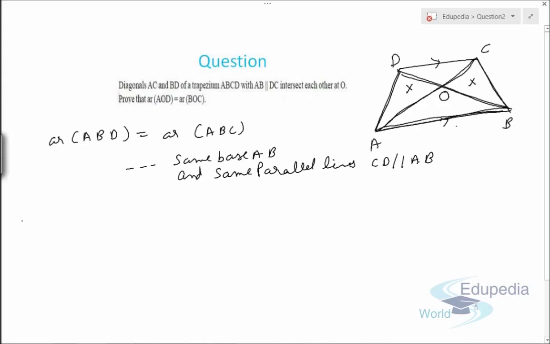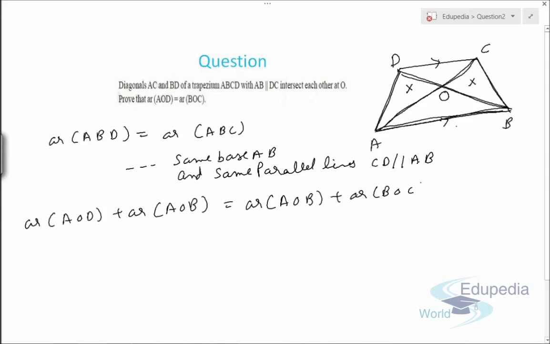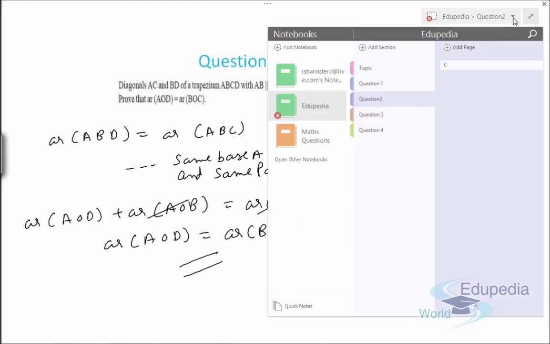Now area of ABD can be written as area of AOD plus area of AOB, right? And area of ABC can be written as area of AOB plus area of BOC, right? So this and this get cancelled. So what we get is area of AOD equals area of BOC. So this is how we can prove these types of questions. So let's move on to the next question.